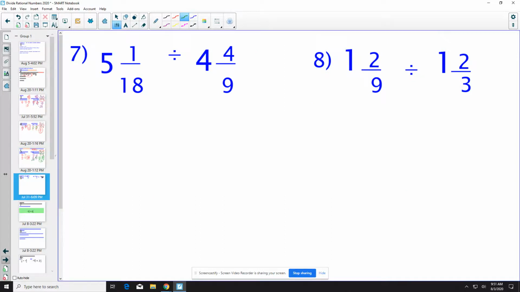Okay, number 7. Write in your notebook 5 and 1/18 divided by 4 and 4/9. First step, make them improper. I'm going to go ahead and have you do that on your own, and then we'll check. Make both of those improper.